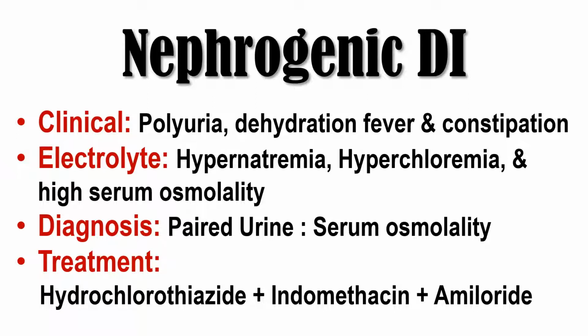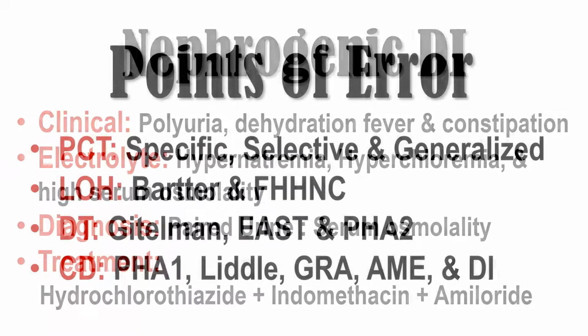The diagnosis is mainly now by paired urine and serum osmolarity, but we may still require the water deprivation test to differentiate between nephrogenic and central DI. And the treatment is a combination of hydrochlorothiazide, indomethacin, and amiloride.